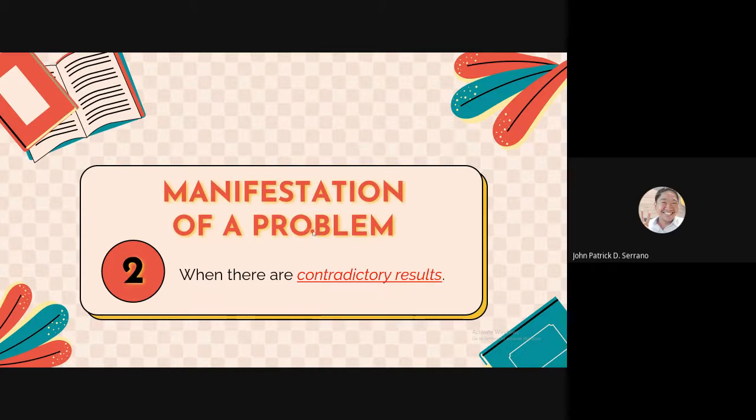Second thing is, there is a problem when there are contradictory results. Paano nangyayari yan? Alam po ninyo, during this pandemic, dun sa aming inset training, in-service training, before we came up with the specific topics na gagawan namin ng topics in our inset, nag-administer muna ako ng needs analysis among our teacher audience. Ngayon, part of that needs analysis, may mga contradictory results na lumalabas.